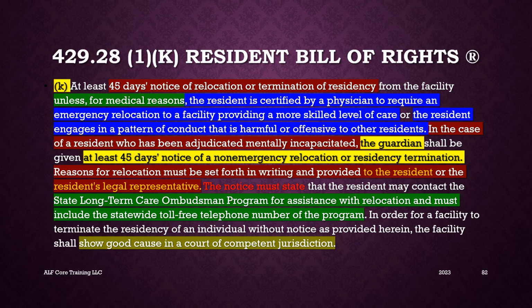Reasons for relocation must be set forth in writing and provided to the resident or a resident's legal representative. The notice must state the resident may contact the state long-term care ombudsman program for assistance with relocation and must include the statewide toll-free telephone number of this program. In order for a facility to terminate the residency of an individual without notice as provided herein, the facility shall show good cause in a court of competent jurisdiction.